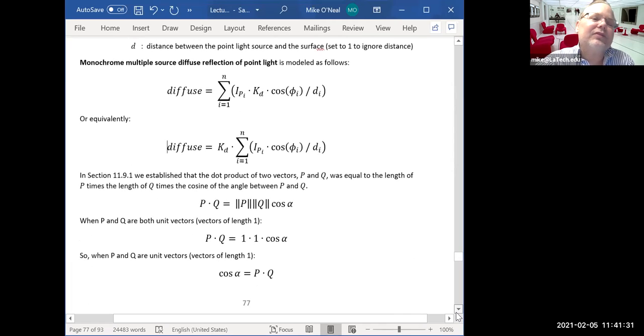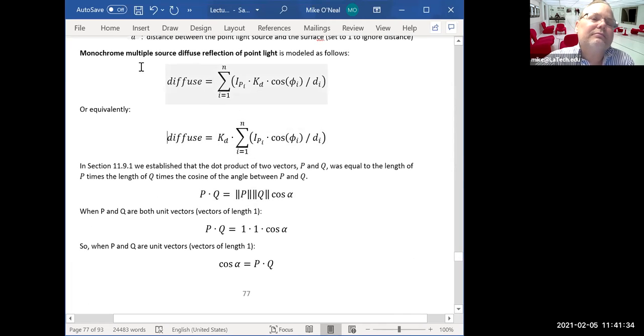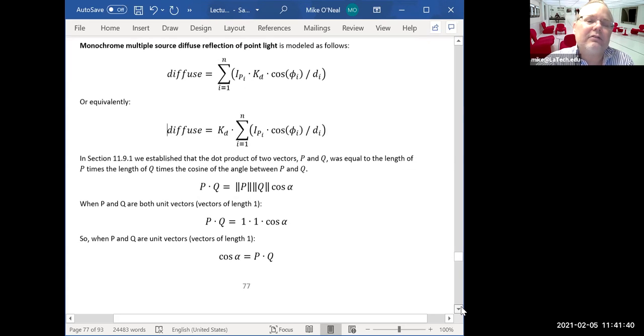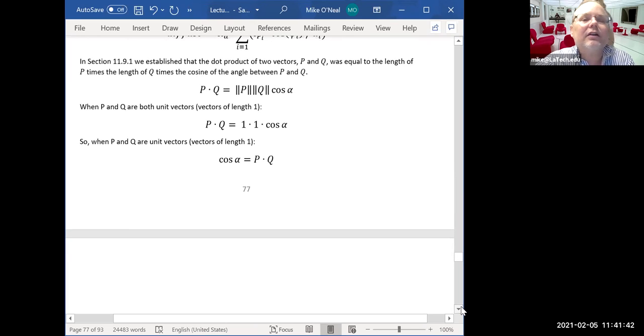Okay, so this is the monochrome model. How do we compute the cosine of the angle? Well, we already know that because we learned back when I was talking about the basics of vector math that P dot Q is equal to the magnitude of P times the magnitude of Q times the cosine of alpha, the angle between P and Q.